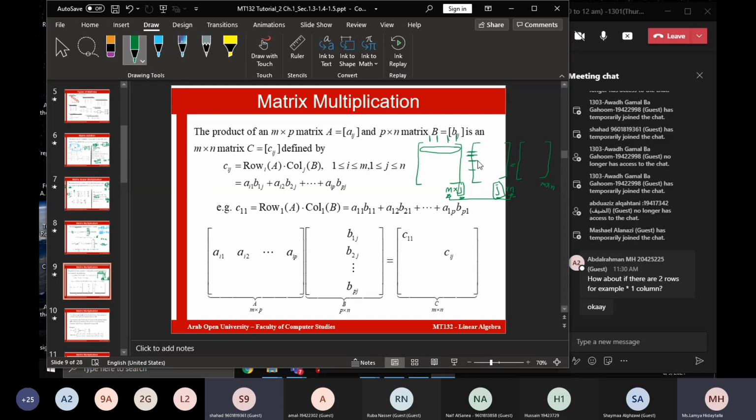The elements in the row will have the same number, 1 2 3 4 for example. Yes, if this is the same as that one, correct?